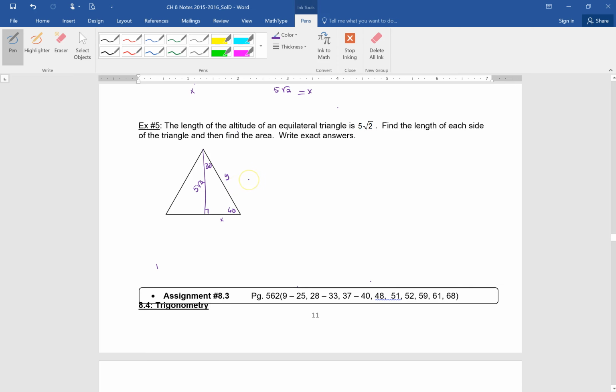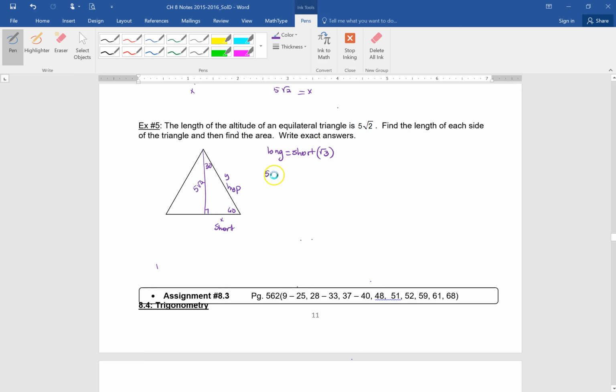Okay, so is y the long leg, the hypotenuse, or the short leg? That's the hypotenuse because it faces the 90. What about this one? Short leg. So this is the hypotenuse, and this is the short leg. That means this is the long leg. Okay? So now we know that the long leg is equal to the short leg times radical 3.